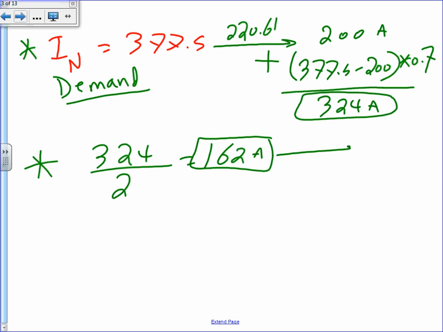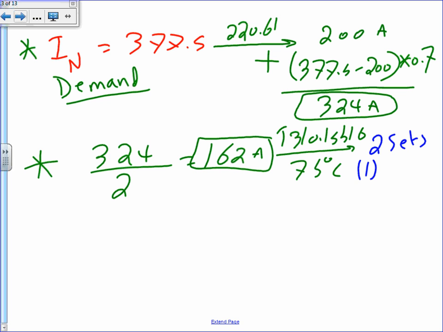Take this one to 310.15(B)(16) table, 75-degree column. What do you get? 2 sets? Yeah, we're going to have 2 sets of one conductor. What's the size? 2/0 AWG THHW.